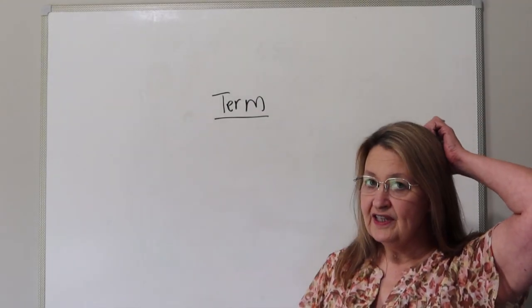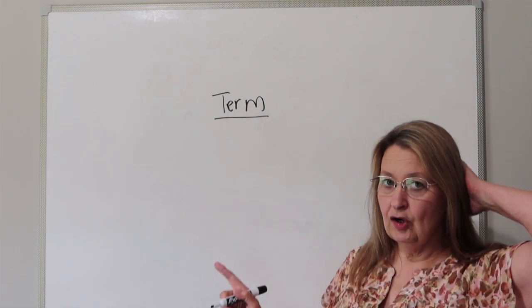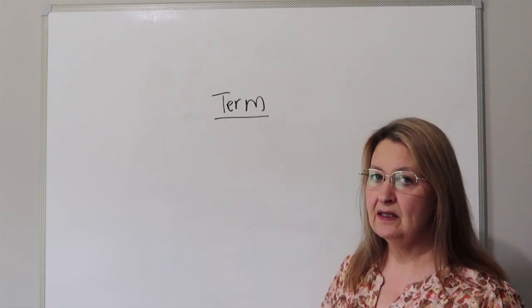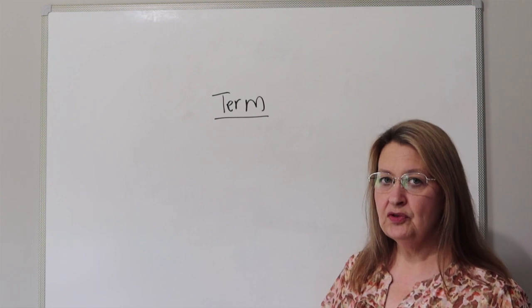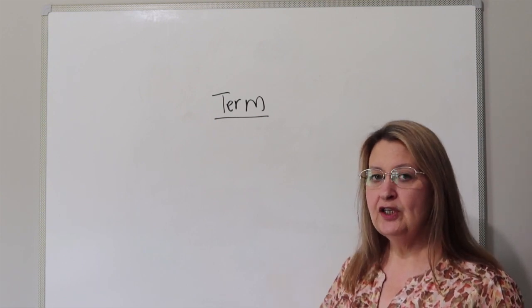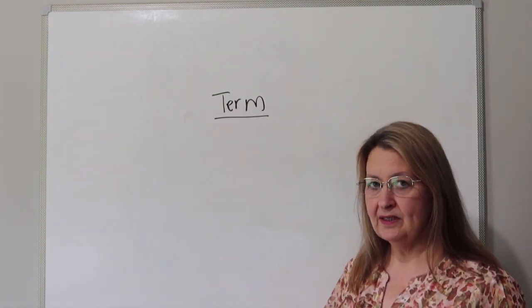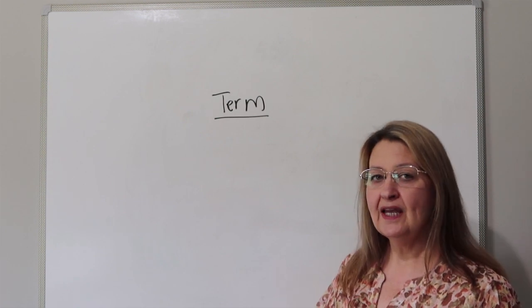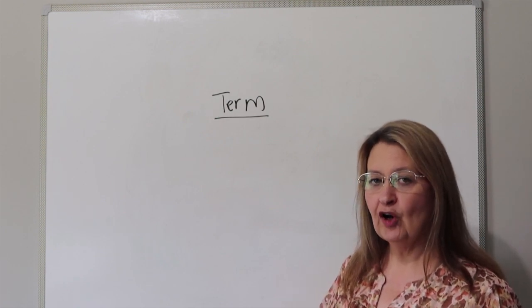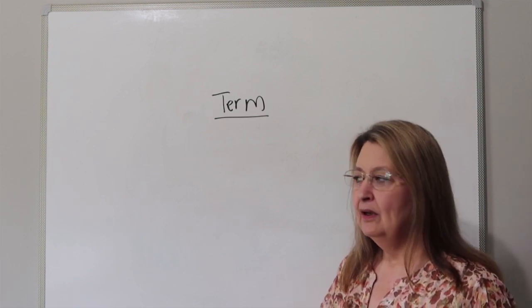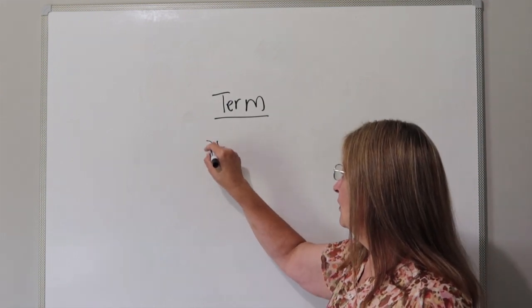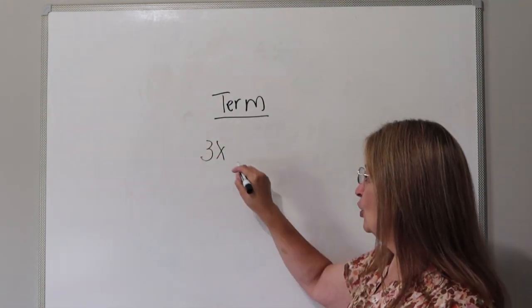Okay, I want to break for just a second and talk about this word, a term, because you will hear me say this frequently. Do this to a term or do that to a term. You need to really know what a term is. A term is a number and any variables that are multiplied together. For example, 3x is a term.